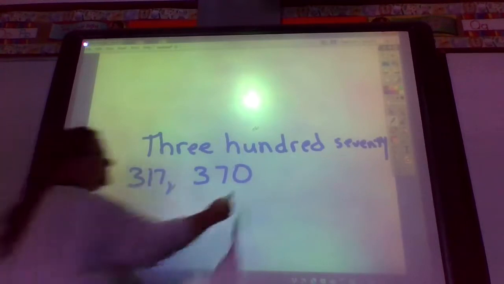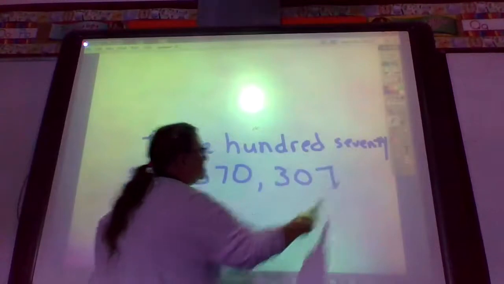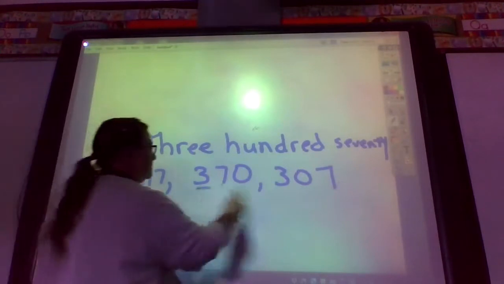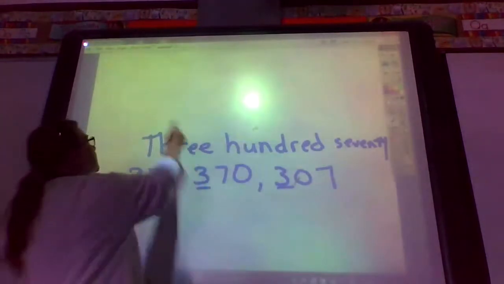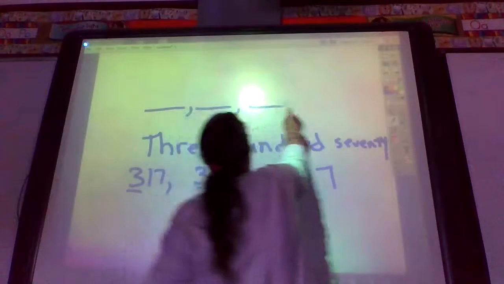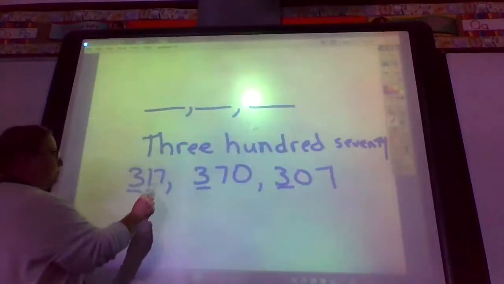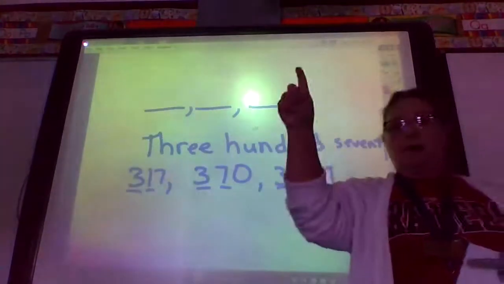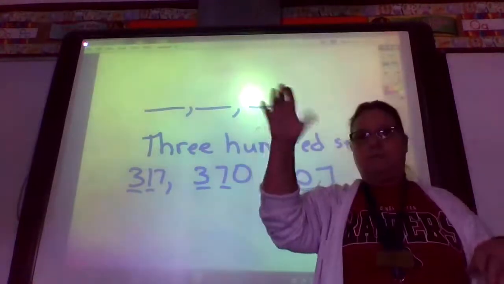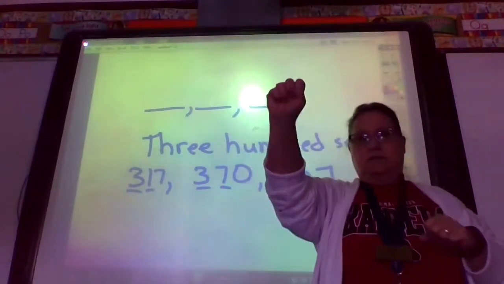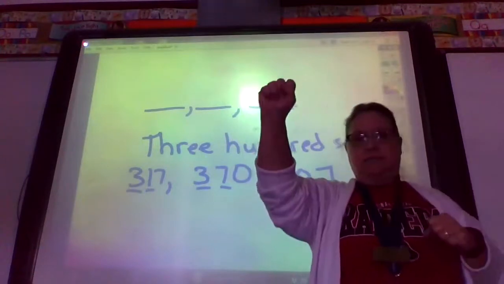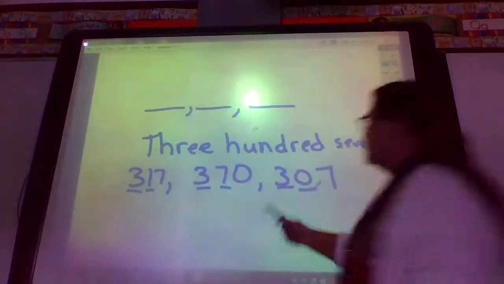317, 370, 307. Littlest to biggest. You would have to figure that out. They all have 3's. So that's not going to help me, all having 3's. Just like ABC order, I'm going to have to go to the next number. 1, 7, or 0, which is the smallest? Yeah, 0 is the smallest.